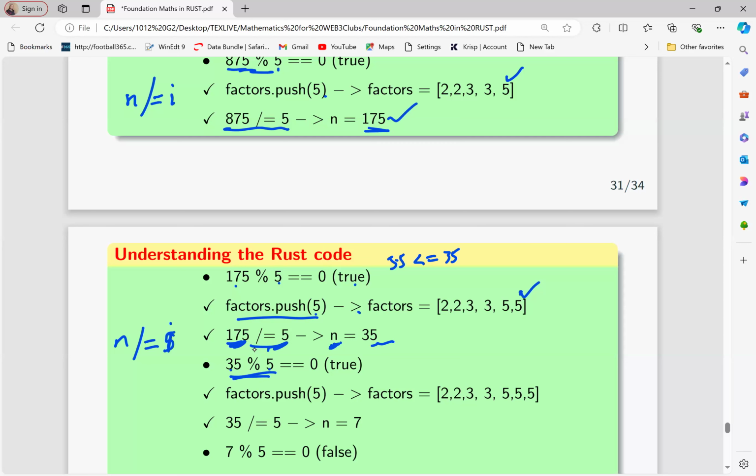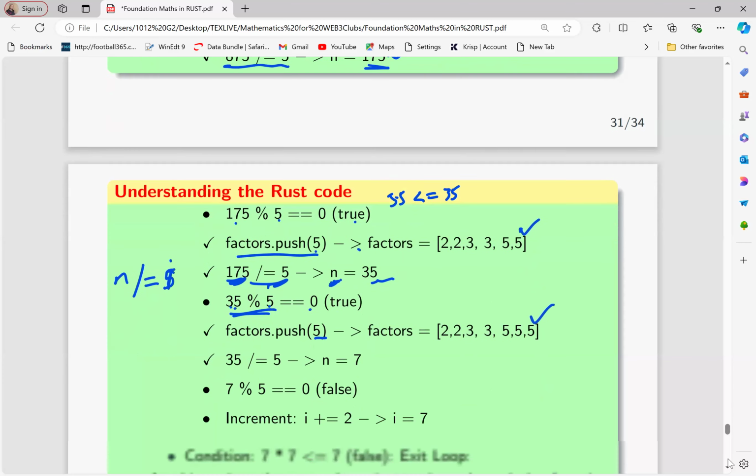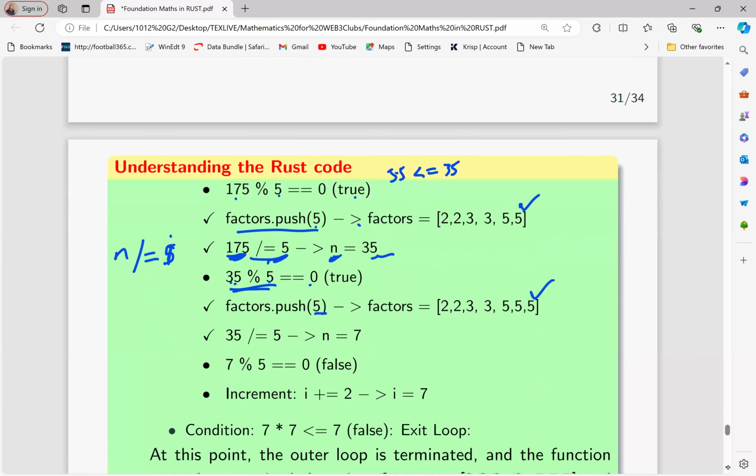35, is it divisible? Yes. 35 is divisible by 5. So push 5 again to the factor. So you have another factor there. Now the new n is here. The old n divided by 5, which is 7. Again, check.